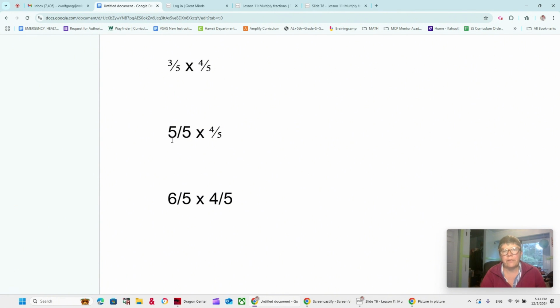Here we have 5/5 of 4/5. And here we have 6/5 of 4/5. So when we multiply a number by a fraction less than 1, the product is going to be less, right? So this product is going to be less than 4/5 because we're making it smaller, right?